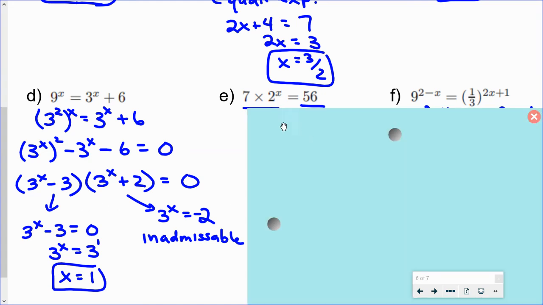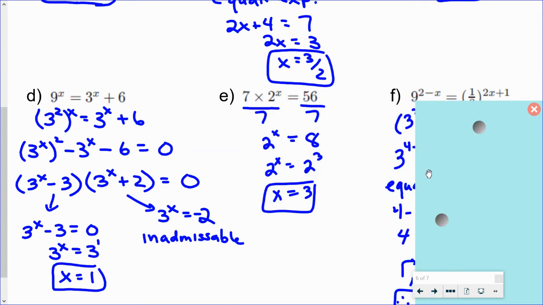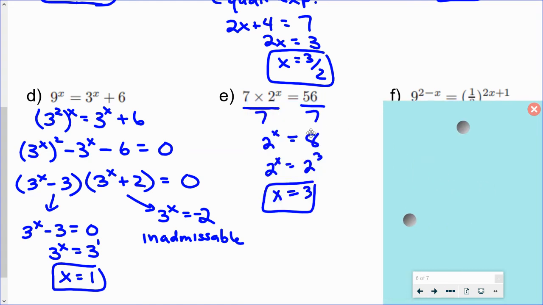In this case here, remember that we're going to divide both sides by 7 first, then rewrite 8 as a power with base 2, and then I can equate the exponents. And last here, again, we want to focus on what base we could use to rewrite both of these.